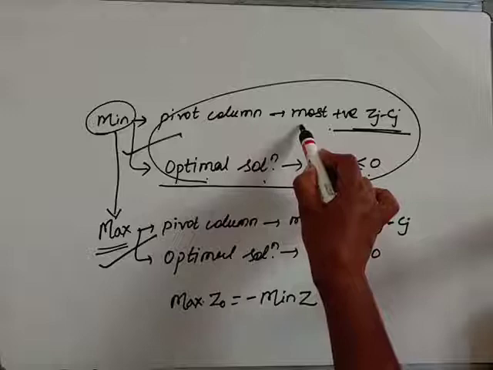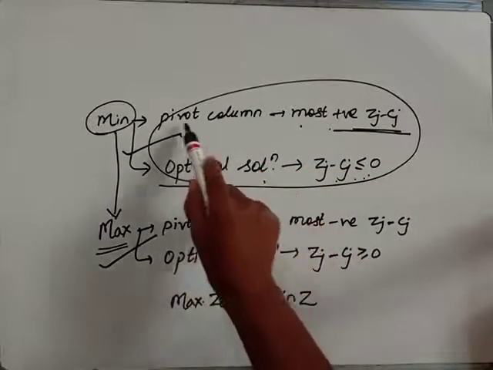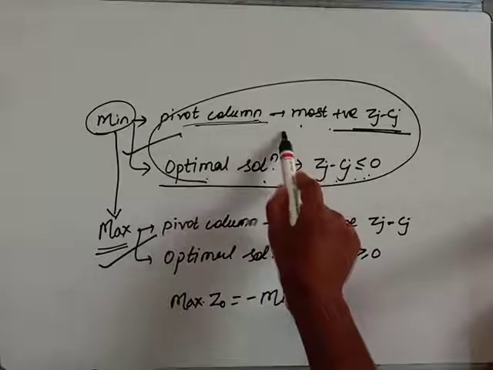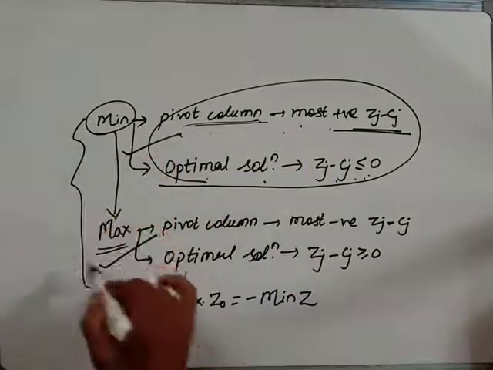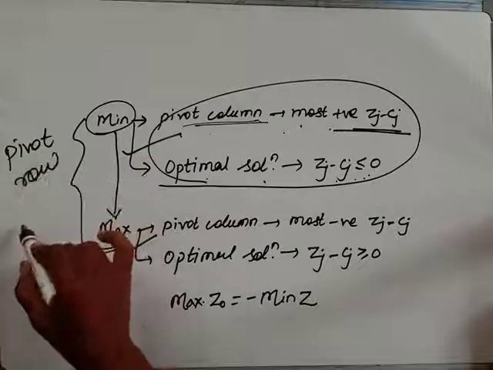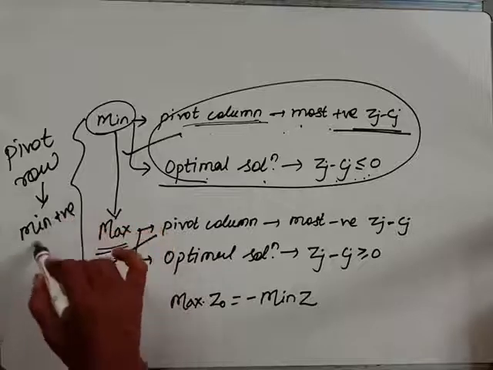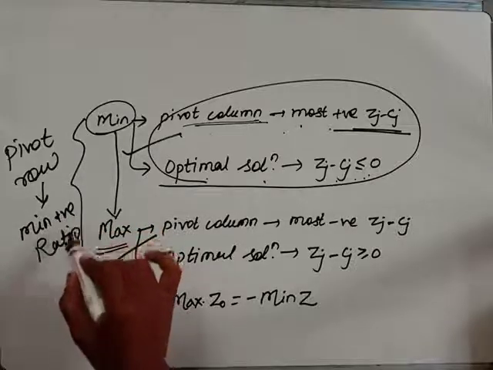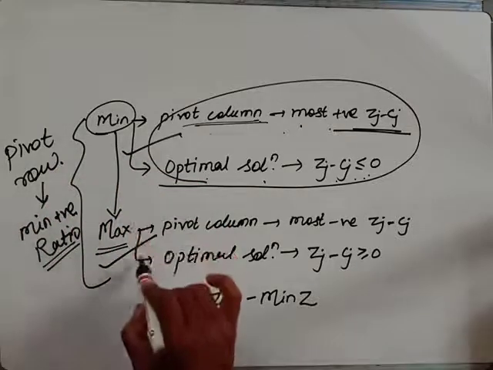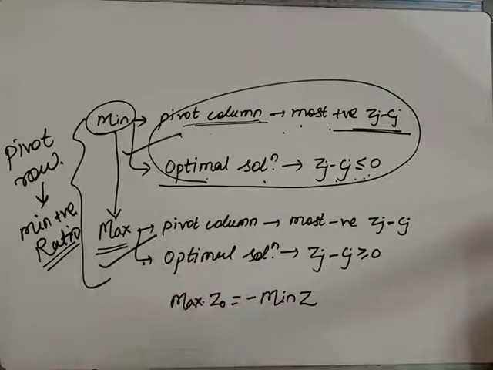For the improved table we need the pivot element. So first of all we need the pivot column and pivot row. For the pivot row the condition is the same: we are looking for the minimum positive ratio. The same condition for the pivot row applies for both types of objective functions. It is not different. Now let us take a problem.